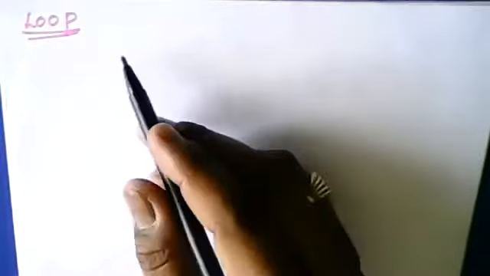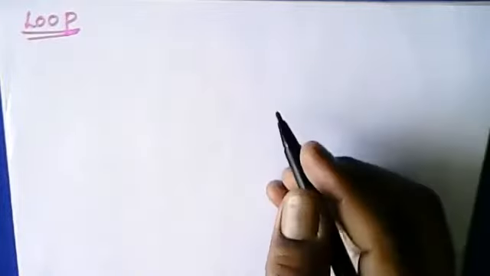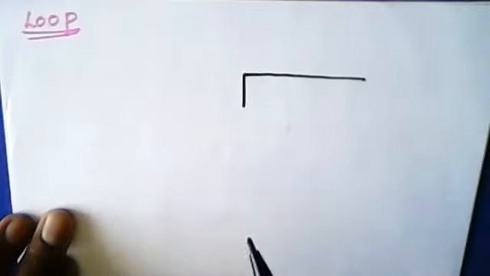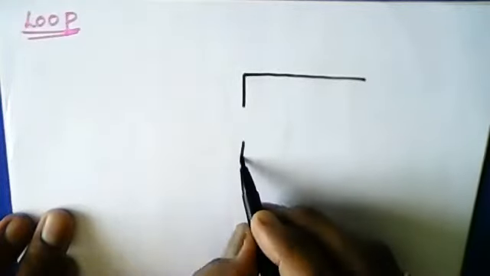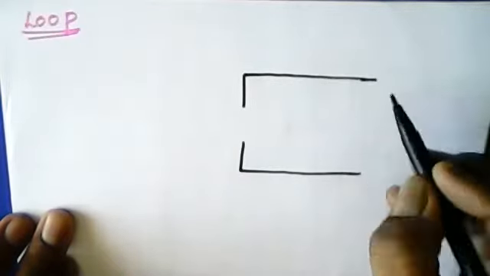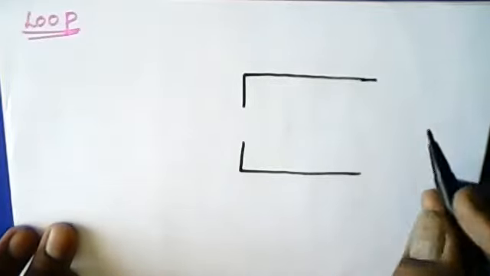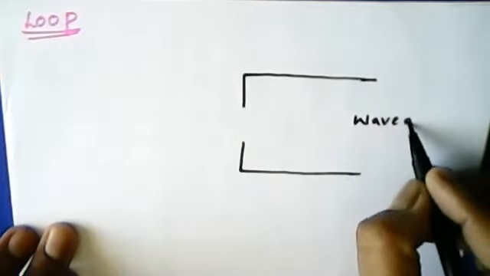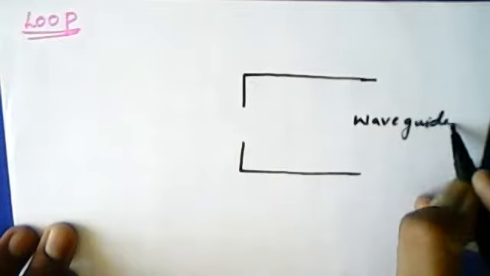Okay, so let me start with the loop. We'll see the construction of the loop initially, how it is going to be. So for that, I'm considering a rectangular waveguide. Consider this as a rectangular waveguide. This is in a top view, we can say, the top view of the rectangular waveguide which is being considered.